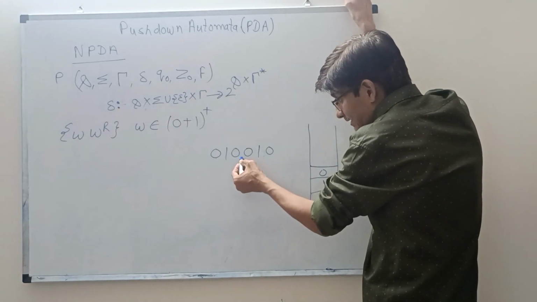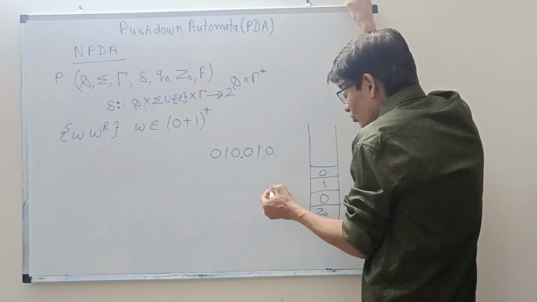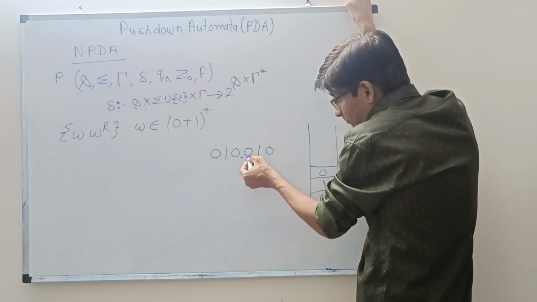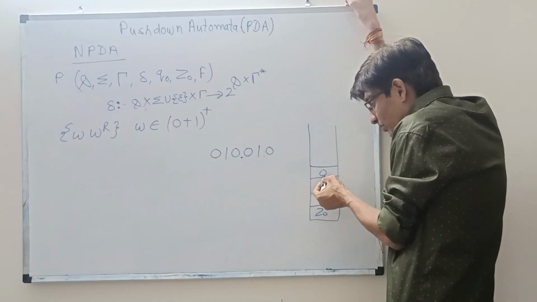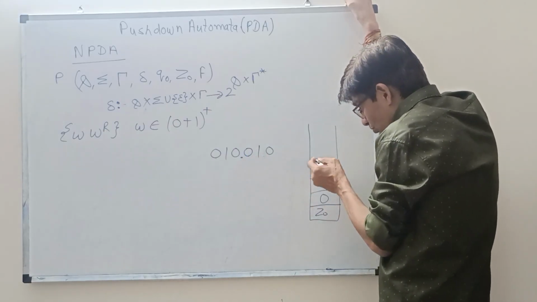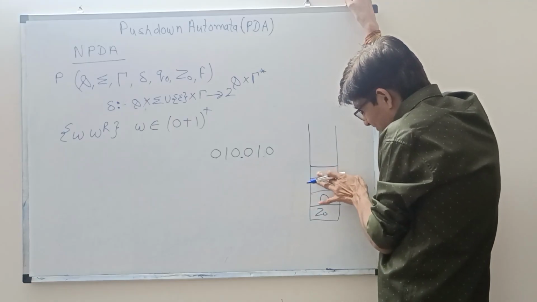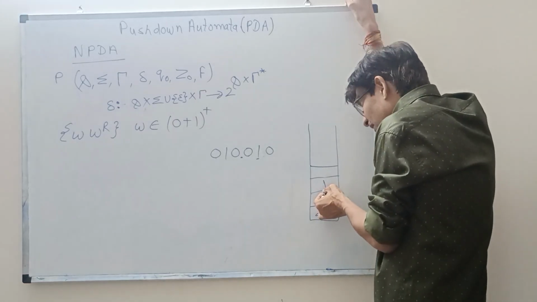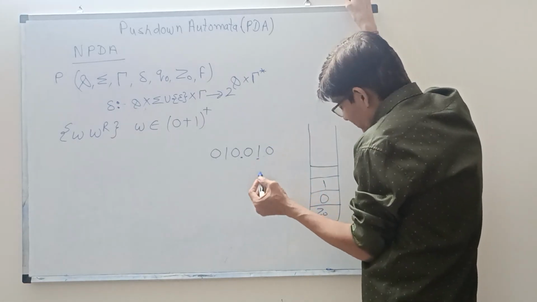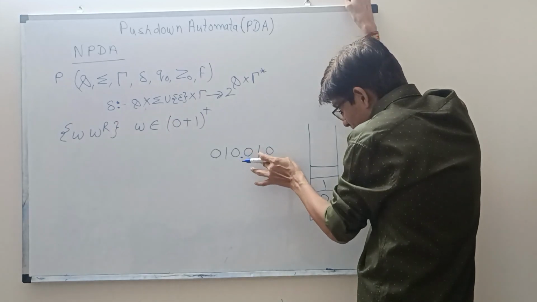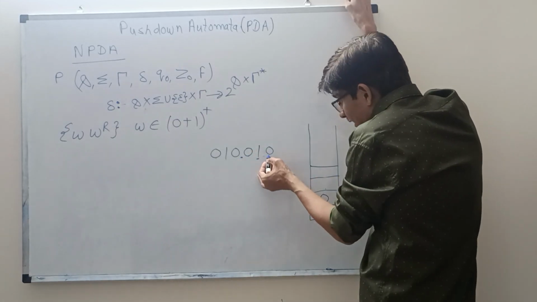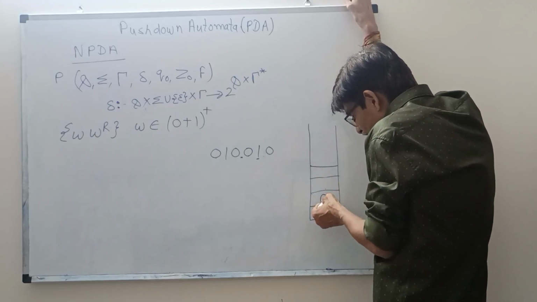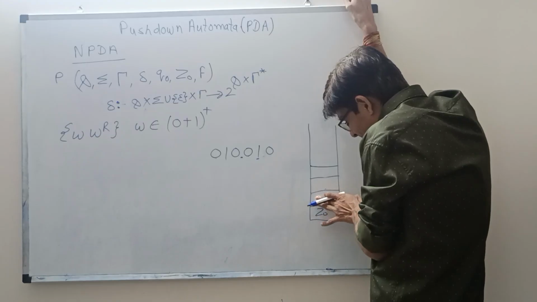Now this is the middle of the string. After the middle of the string, I will start popping. So if I am reading 0 here, the stack top must be 0, so I will pop it. Now I am reading 1. So the stack top must be 1 always for a valid string, so then I can pop it. Then I am reading 0 again, so the stack top must be 0 again, so I can pop it again.